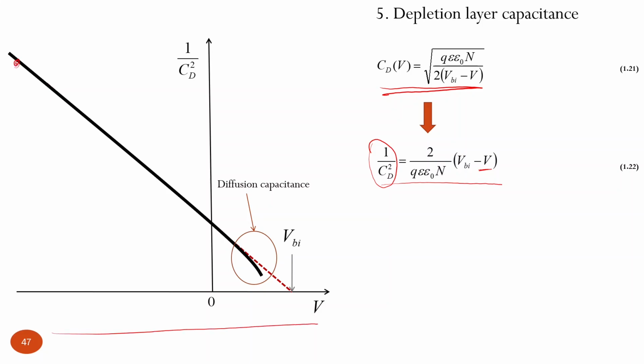So we get some experimental data. We measure capacitance at different external bias. Then we plot 1 over CD squared versus bias applied to our device, and we get a linear function. Here in this region we have some deviation from linear behavior.